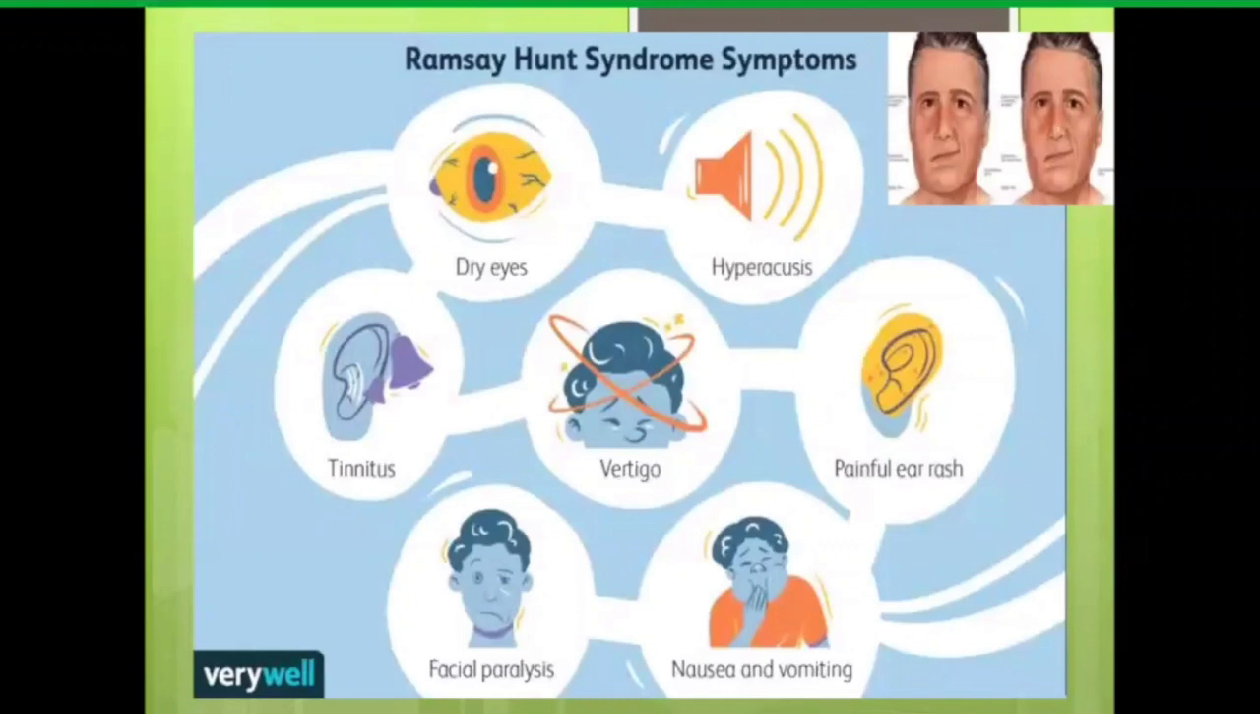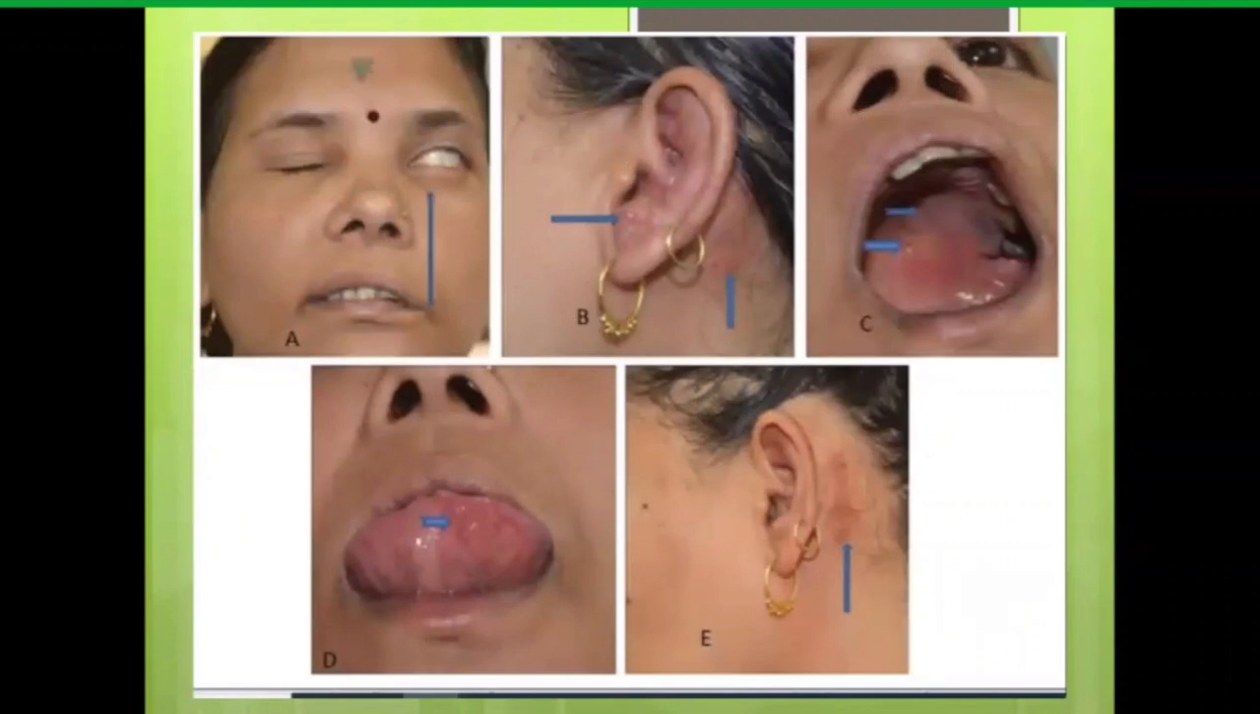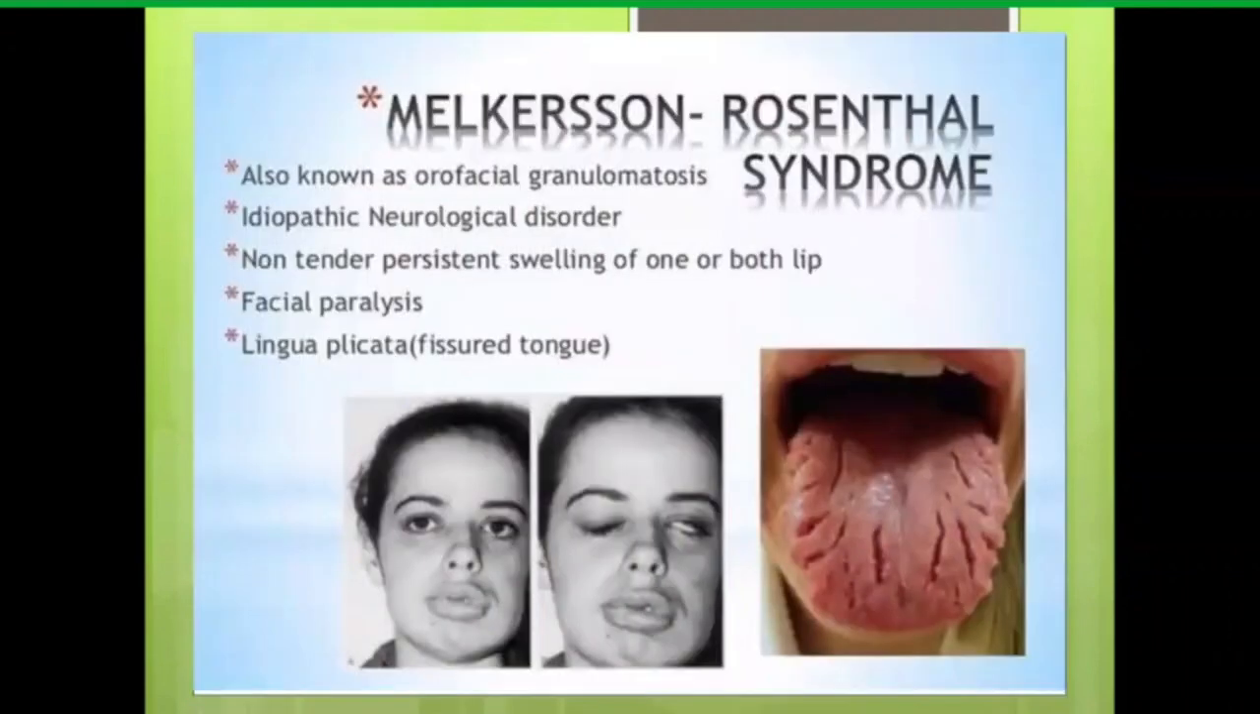One among them, very important and interesting, is Ramsay-Hunt syndrome. These are the symptoms of it. It has three different varieties: first, second, and third. The second variety is herpes zoster oticus, which is also a varicella zoster infection. The presentations would be dry eyes, tinnitus, vertigo, hyperacusis, painful ear rashes, nausea, and facial paralysis. These are the presentations you can see in the patient with this condition.